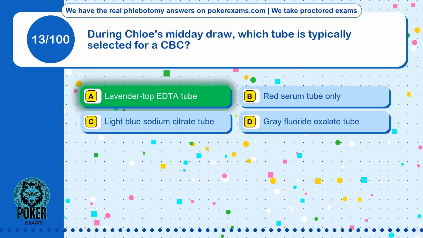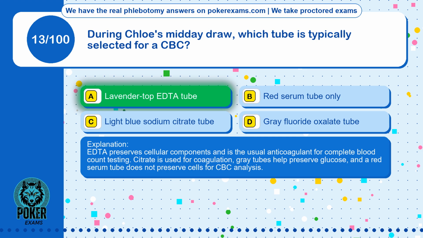The correct answer is option A. Lavender top EDTA tube. EDTA preserves cellular components and is the usual anticoagulant for complete blood count testing. Citrate is used for coagulation, gray tubes help preserve glucose, and a red serum tube does not preserve cells for CBC analysis.